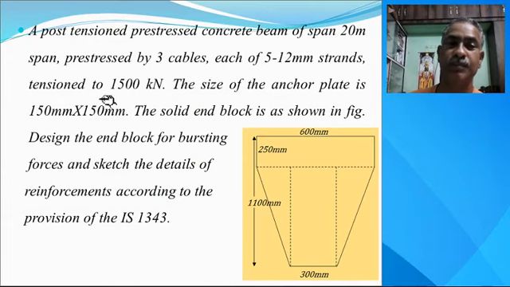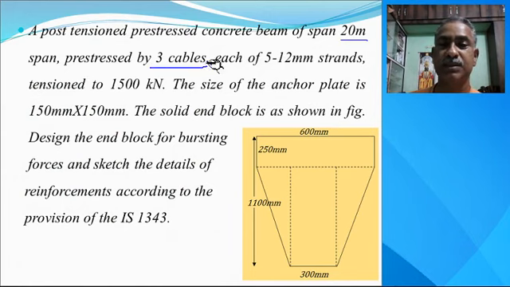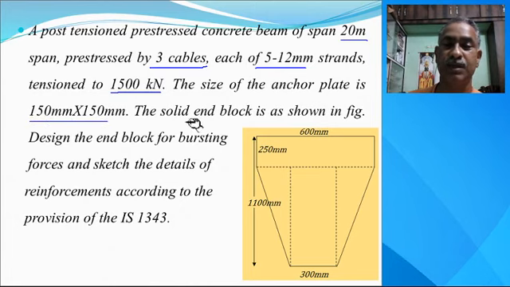Now another problem. A post-tensioned pre-stressed concrete beam of span L equal to 20 meter is pre-stressed by 3 cables, each of 5-12 mm strand. That means 5 wires of 12 mm diameter, and there are 3 cables. Tension is 1500 kilonewton. The size of the anchor plate is 150 by 150 mm. The solid end block is as shown in the figure. This is the end block which is given.